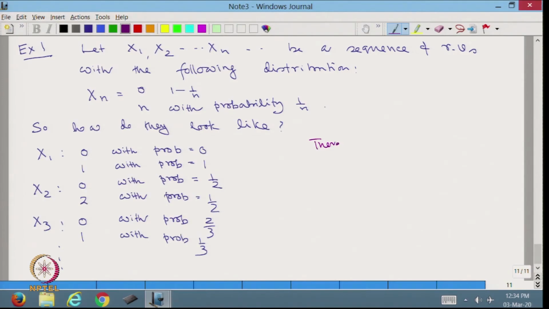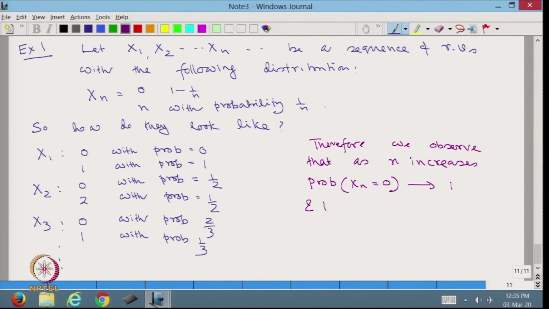Therefore, we observe that as n increases, probability Xn is equal to 0 converges to 1, and probability Xn is equal to n converges to 0, and of course, probability Xn is equal to k, k not equal to 0 or n, is equal to 0.